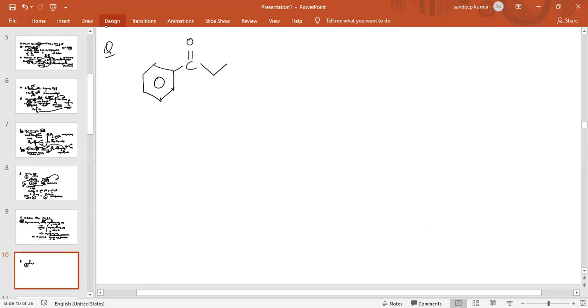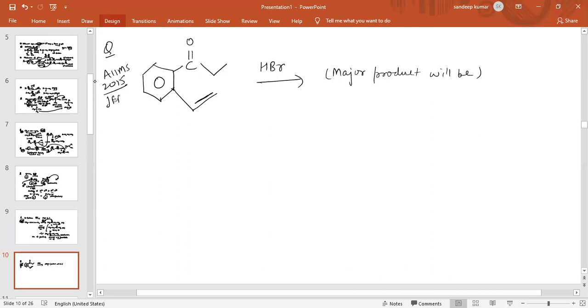Now one group is this one, and the another group is this one. So the question is basically, there is addition of HBr. What will the major product be? Options are given, but I am not giving you the options. This question has been asked in AIIMS 2015 and also in JEE Mains.